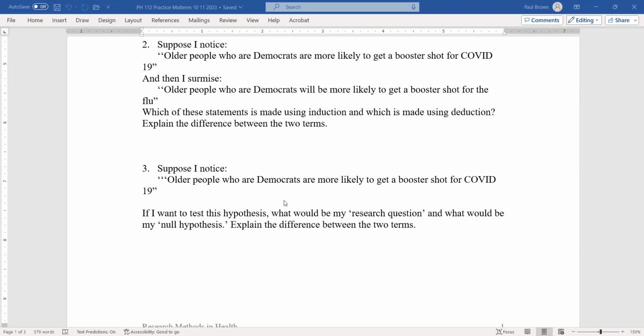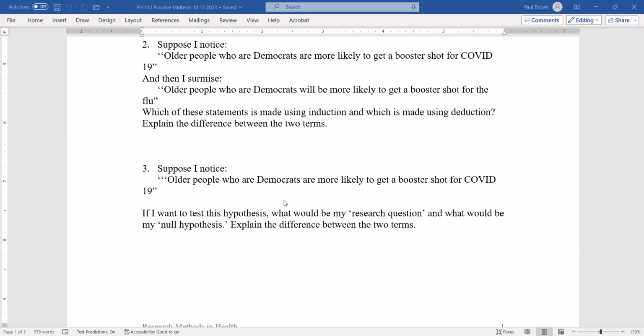Sometimes, because oftentimes when people talk about their research questions, they say, I think Democrats are going to be more likely to get flu shots, right? And that's the research question really, but they're really stating a hypothesis.